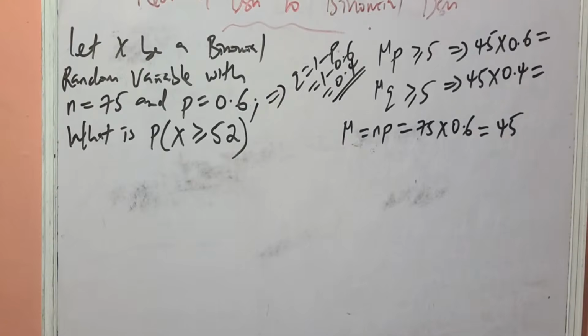So we go on to solve these two things. Can you give me your answer quickly? Press this on the calculator. What is 45 times 0.6 and 45 times 0.4?